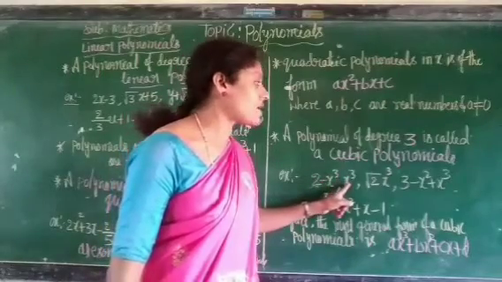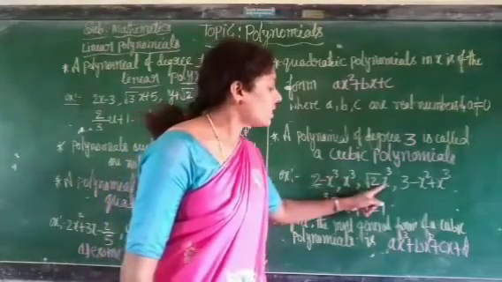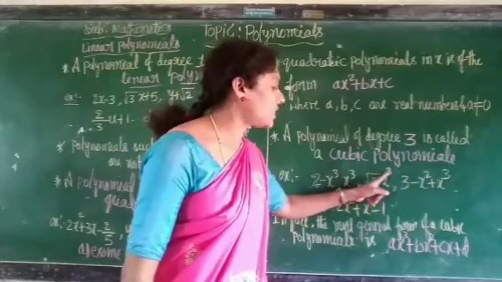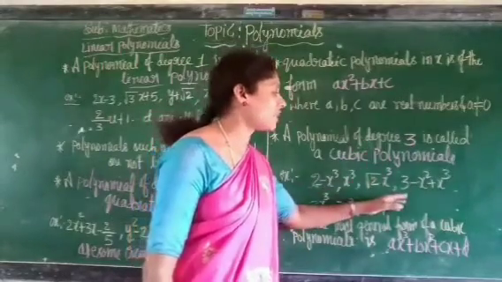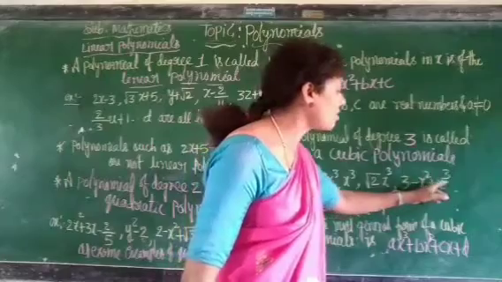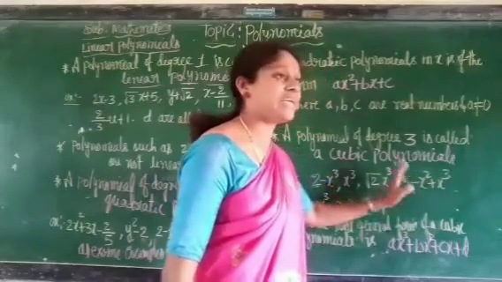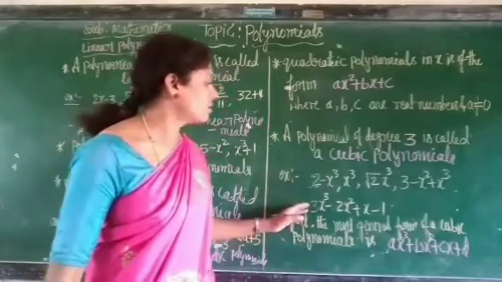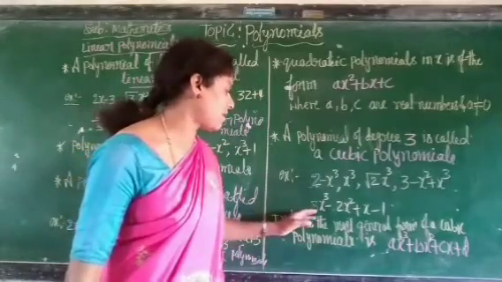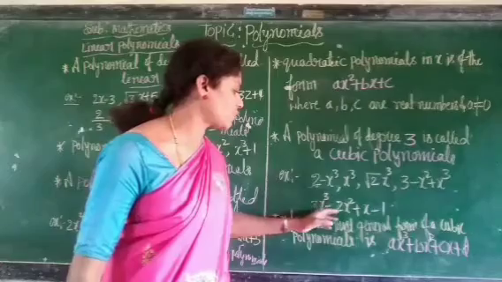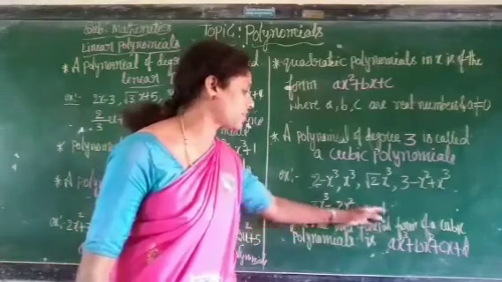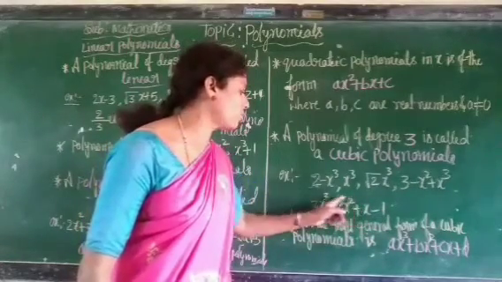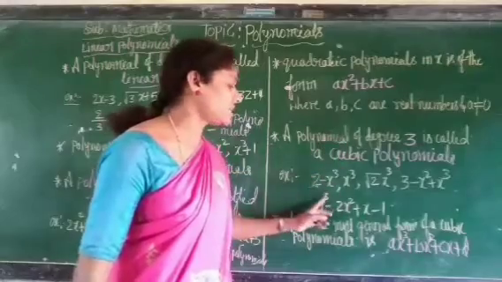In the second example, the degree is 3. In the third example, the degree is also 3. But in the fourth example, degrees 2 and 3 are here. First we take the highest degree 3. In the fifth example, 3x cube minus 2x square plus x minus 1, the degrees are 1, 2, 3. We take the highest degree 3.